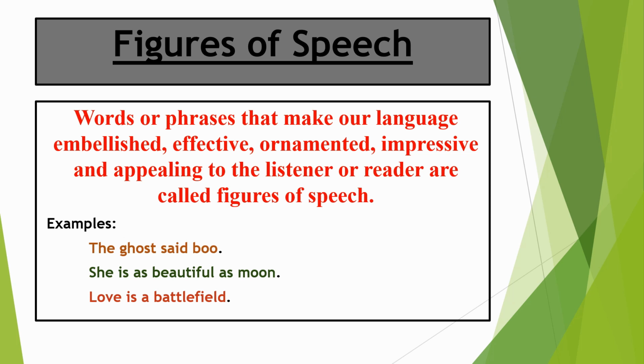Words or phrases that make our language embellished, effective, ornamented, impressive and appealing to the listener or reader are called figures of speech. हम हमेशा कोशिश करते हैं कि हम कुछ ऐसी जुबान का इस्तेमाल करें जो हमारे लिसनर या सामीन को बहुत अच्छा लगे और उनके लिए अपीलिंग हो. जैसा कि there are certain examples like she is as beautiful as moon. Love is a battlefield. The girl said boo. In these three sentences, we have used different figures of speech.